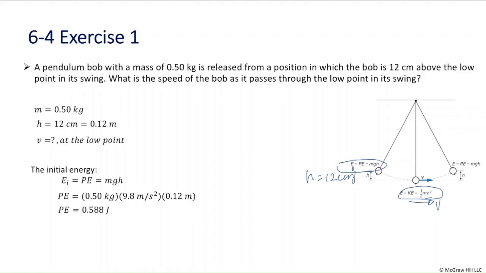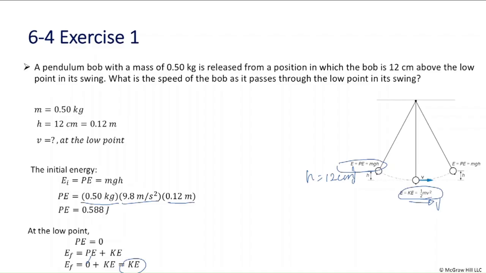So let's calculate the initial energy of the system. Initial energy is just the potential energy and potential energy is mgh, right? Here potential energy means the gravitational potential energy. So mass is 0.5, g is 9.8 and h is 0.12. So you should get the initial energy 0.588 joules. Now at the bottom, potential energy is 0. Therefore, the total mechanical energy of the system is just the kinetic energy because potential energy is 0.